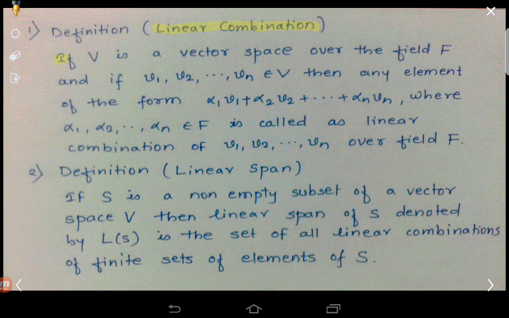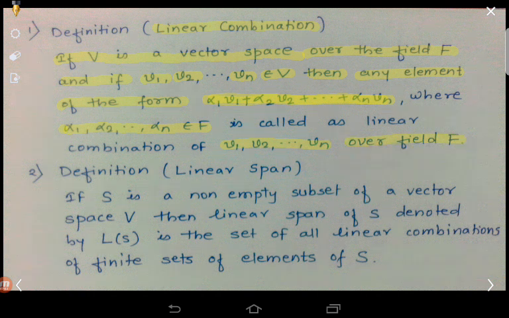Therefore, we define: if V is a vector space over the field F, and if V1, V2 up to Vn belong to V, then any element of the form alpha 1 V1 plus alpha 2 V2 plus up to alpha n Vn, where no doubt alpha 1, alpha 2, alpha n are members of F, this expression is called a linear combination of vectors V1, V2, Vn over the field F.